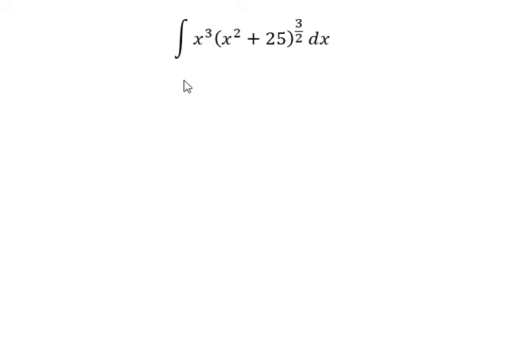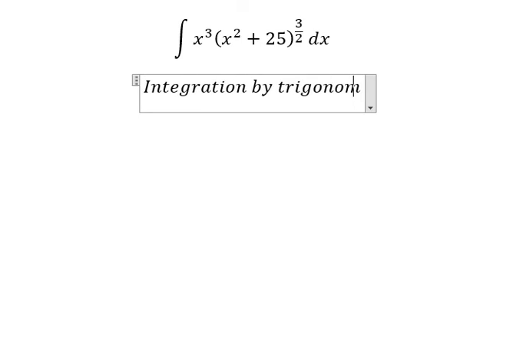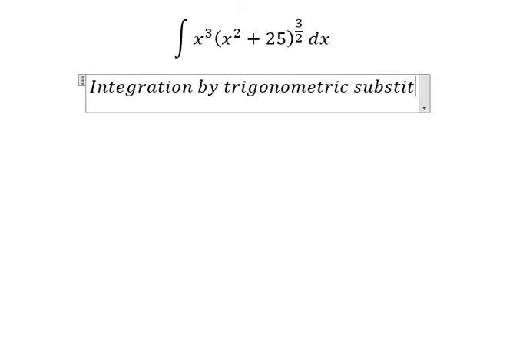The topic today is about integration. So now I will show you how to answer. We need to use integration by trigonometric substitution.